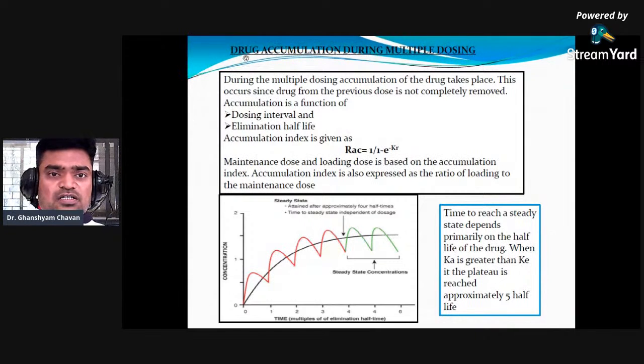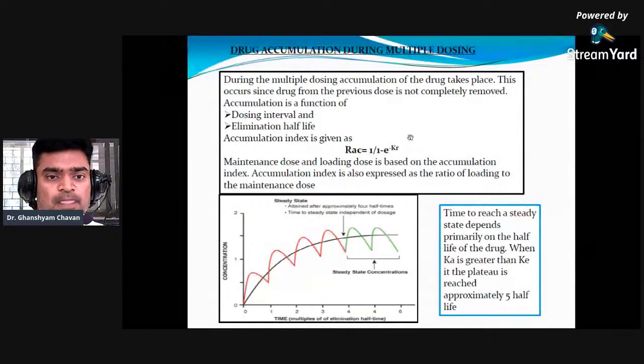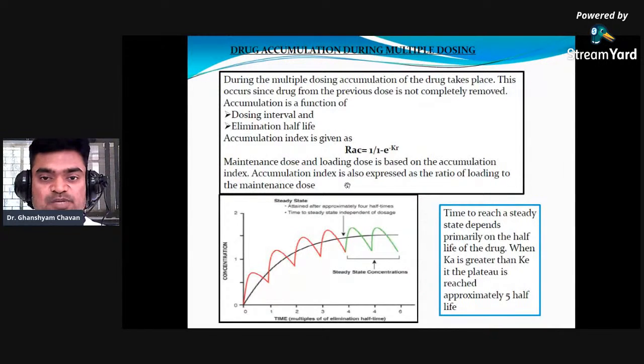When you are a smart physician or a smart pharmacist, you must consider drug accumulation when giving the next dosing. Maintenance dosing and loading dose are based on the accumulation index. Accumulation index is also expressed as the ratio of loading dose and maintenance dose.